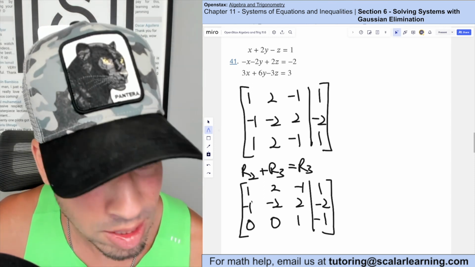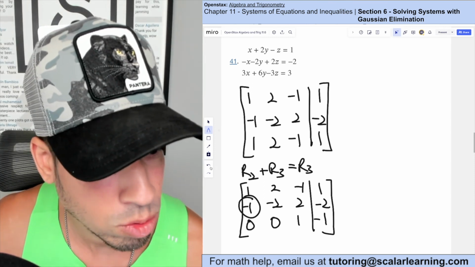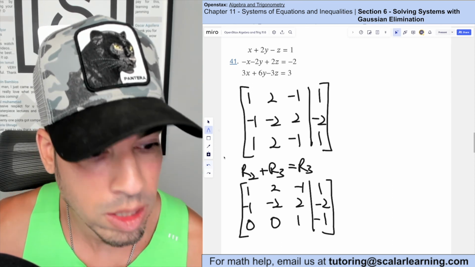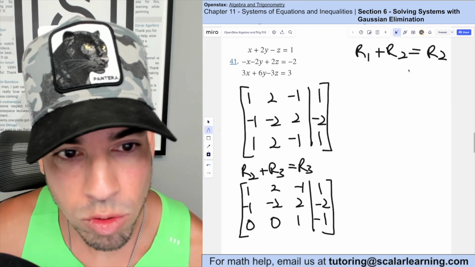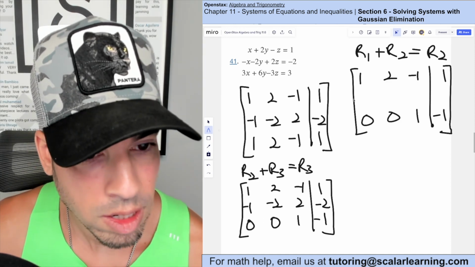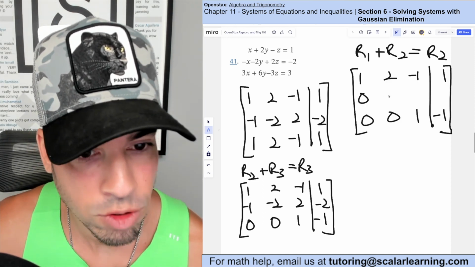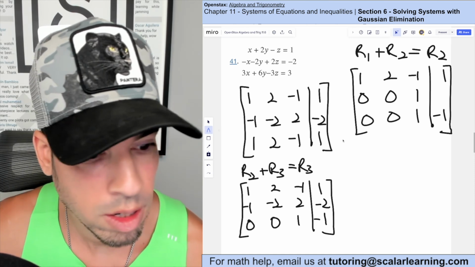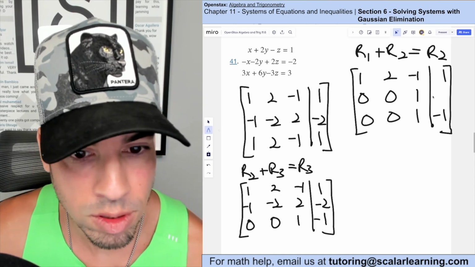But let's keep going. Next, I'd love to flip this to a 0. And I can do that easily by just saying row 1 plus row 2. So let's write that out. So this is going to give us our new row 2. Here we go. So 1 plus -1 is 0. 2 plus -2 is 0. -1 plus 2 is 1. And then 1 plus -2 is -1.